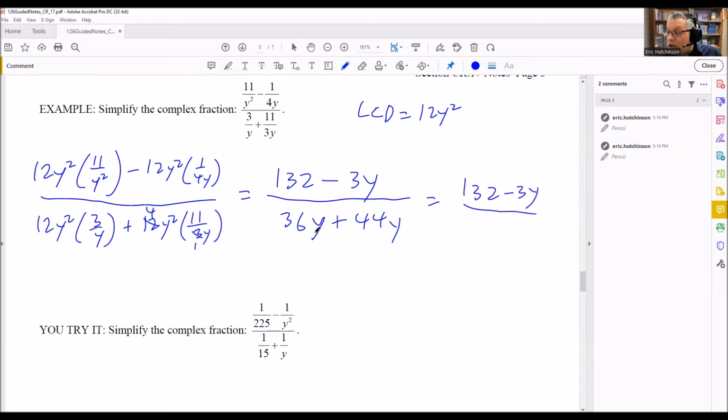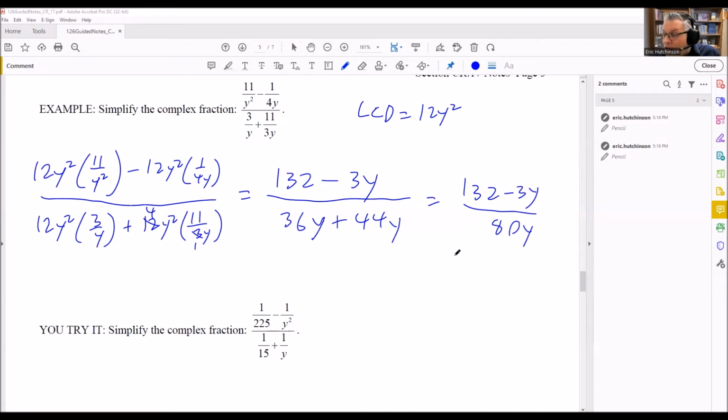Now we just need to do a little simplifying on this. 132 minus 3y, and then we have some common terms that are here. That's going to add up to 80y that we have on the bottom. Now, as far as writing your answers on these, you can factor on this if you want, or you could leave it as the 80.